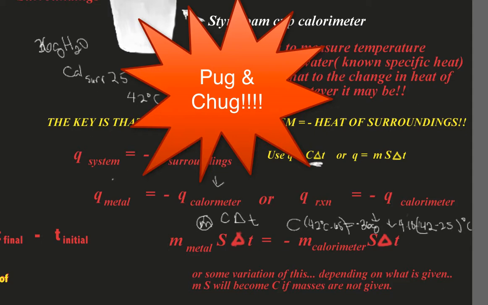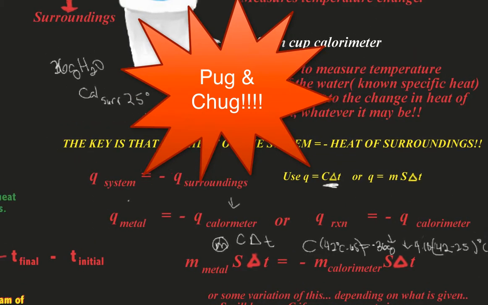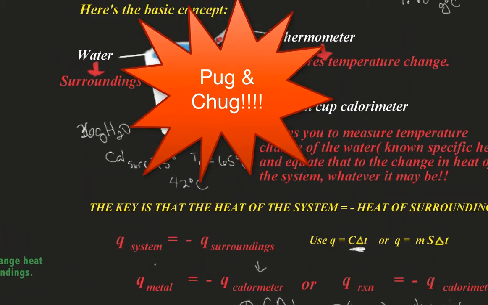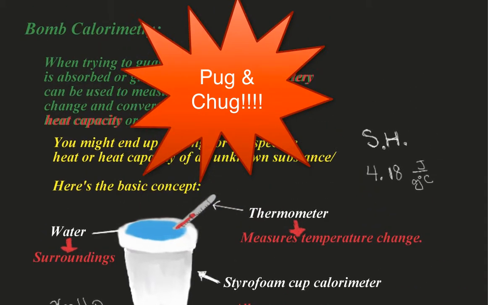All right, so that's basically it. And then you can solve for C. If mass was given, then you could solve for S. So that's the basic crux of it. You might have a fancier calorimeter, but it's always going to be Q of system equals negative Q of surroundings. The surroundings will always be the calorimeter. The system will either be the reaction or the metal piece. That's basically it to bomb calorimetry.